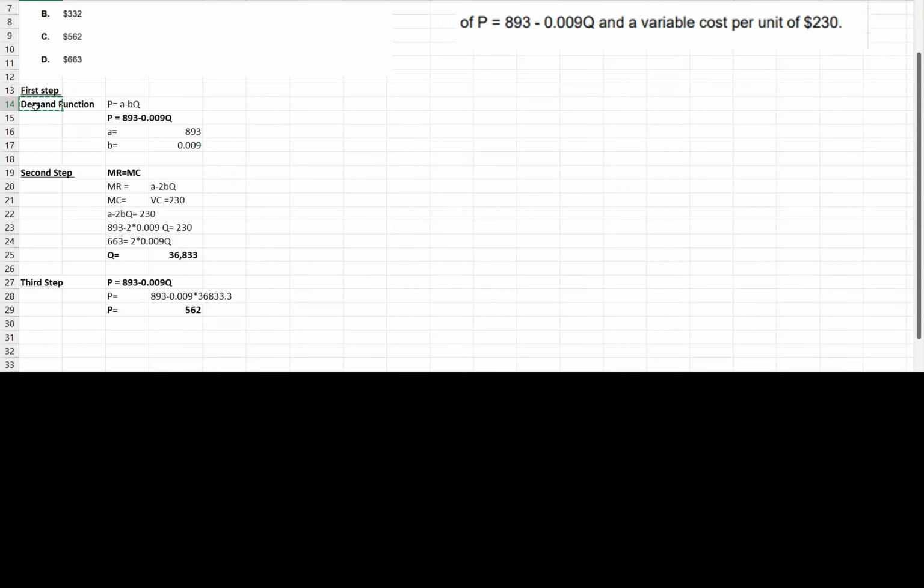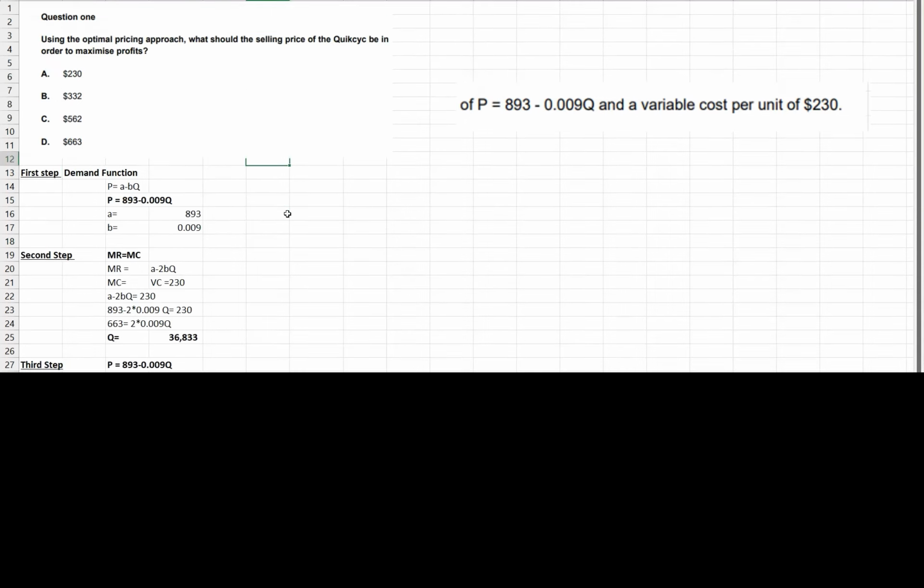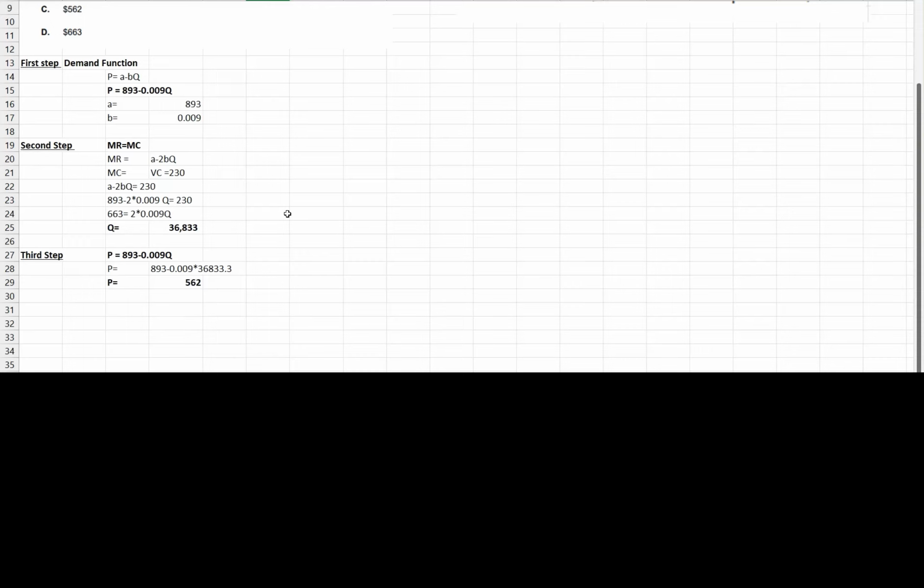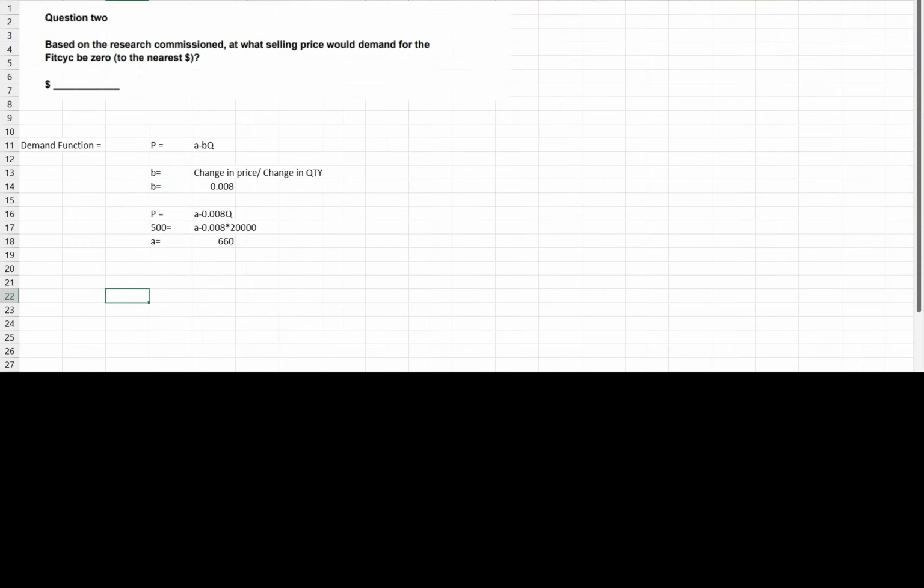So try to solve this question by these three steps. If the question asks you to maximize the profit, or asks you to calculate the price, in that case you can use this approach. Right? Clear? Now let's move to the second question, and what the question is asking, based on the research commission, is at what selling price would demand for the fed cycle be 0?